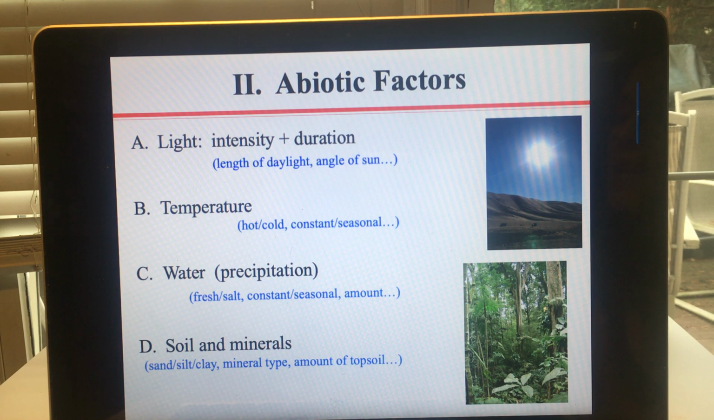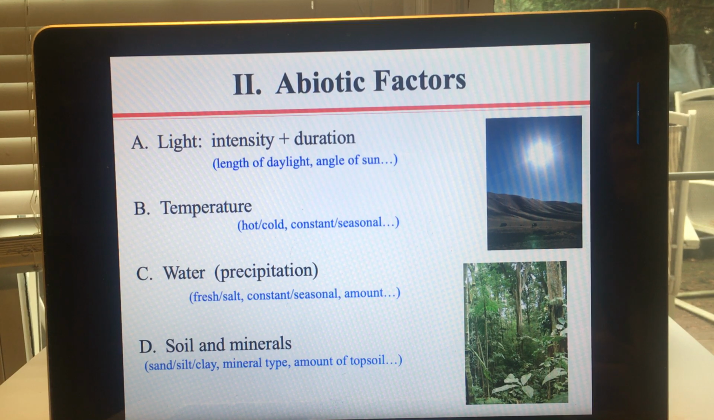So not only is it very generally hot or cold in a particular ecosystem, but are the temperatures reasonably constant, or are there seasons? Precipitation, so the amount of water in an ecosystem could affect it, and you can have fresh or salt water, and you might have constant amount of water, like frequent rain, or you might have seasonal rains, like a rainy season or hurricane season, for example. And soil and minerals also are some abiotic factors that can affect living things. So is it sandy soil or silt or clay? And different types of plants grow well in different types of soil.